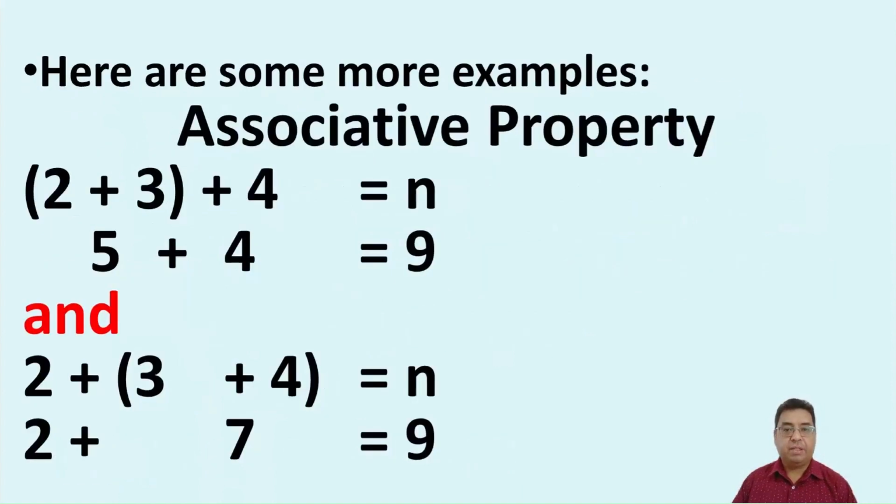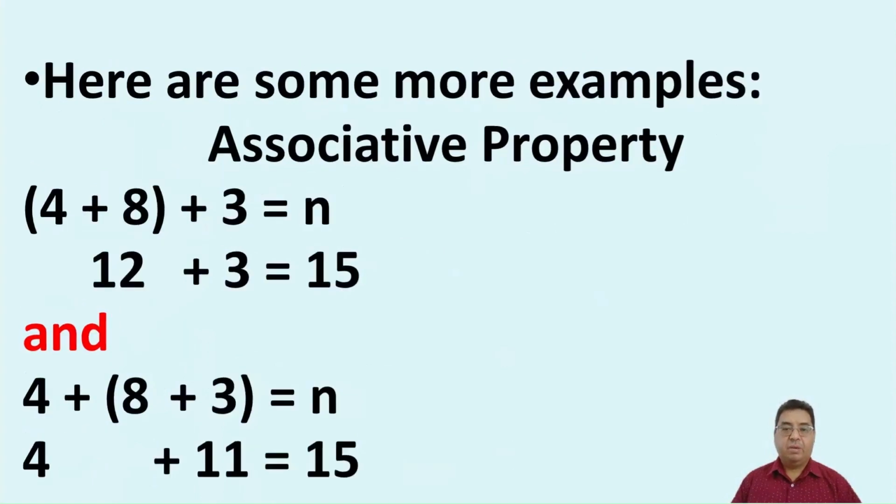So again, here's some more examples of the associative property. So here you got 2 plus 3 in parentheses plus 4, which equals n. So what you're going to do is add 2 plus 3, that gives you 5, plus 4, that equals 9. And another way to do it is you can go 2 plus 3 plus 4 in parentheses, or brackets, if that's what you want to call it, equals n, which is basically going to be 2 plus 7 equals 9.